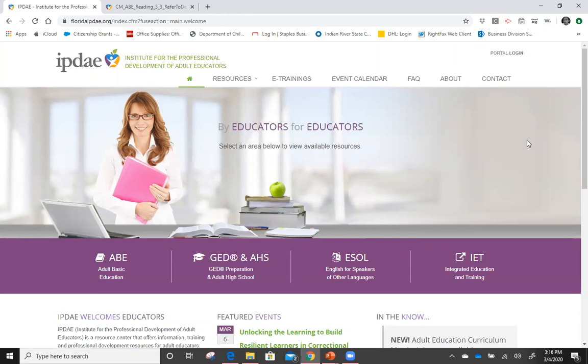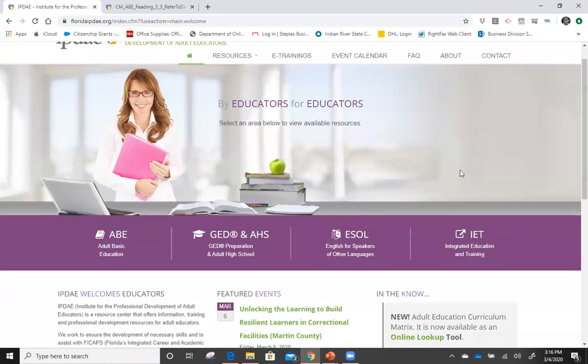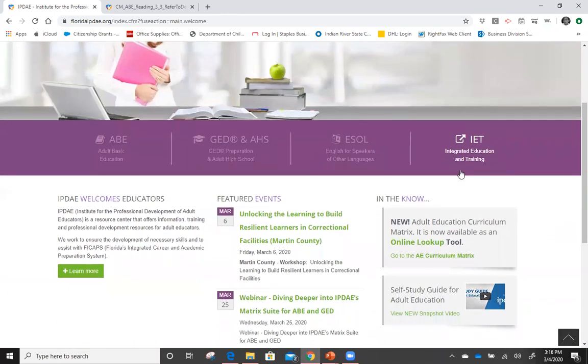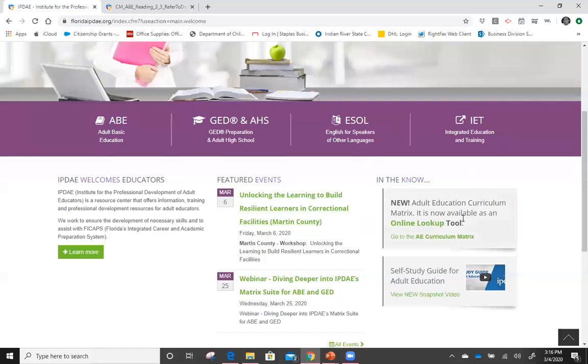So when you go into www.floridaipdae.org, you're going to see this landing page. There is a special home for all of the matrix resources within the IPDAE website. If you're looking at the landing page, you just scroll down a little bit, and on the bottom right corner, in the In the Know area, you'll see this section called the online lookup tool, or go to adult education curriculum matrix. Either one of these links will work. So I'm going to click on the go to the AE curriculum matrix link.